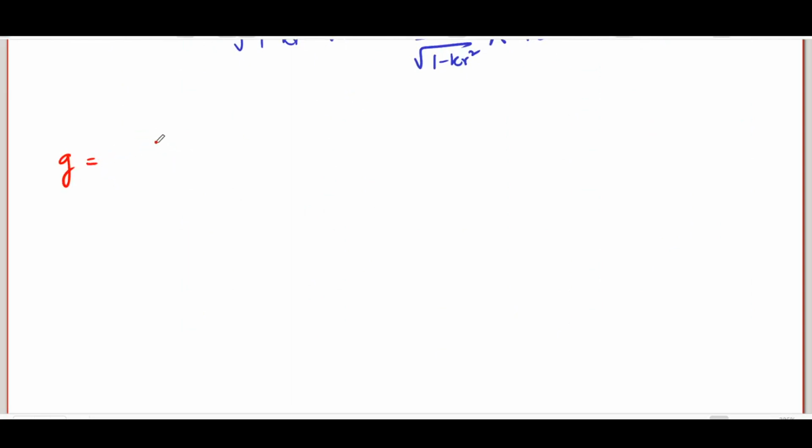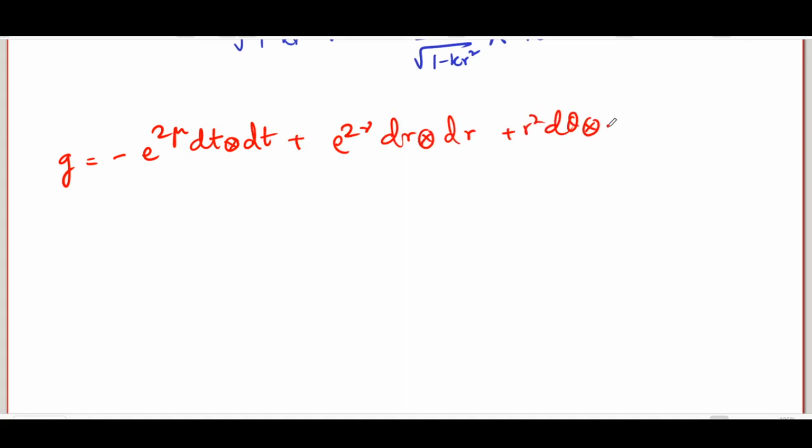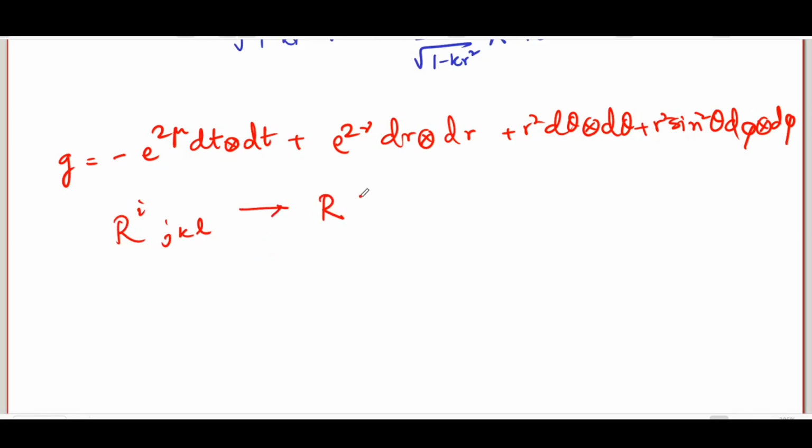If you take this particular metric given by minus e to the twice mu dt cross dt plus e to the twice nu dr cross dr plus r square d theta cross d theta plus r square sine square theta d phi cross d phi, and calculate the curvature tensor components for this. Then go on to calculate the Ricci tensor components defined by the contraction on these two indices of Rijkl, that is R_kikj, and equate this to 0, you will be able to get a set of equations.